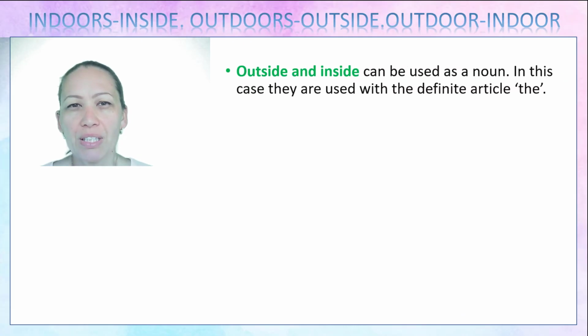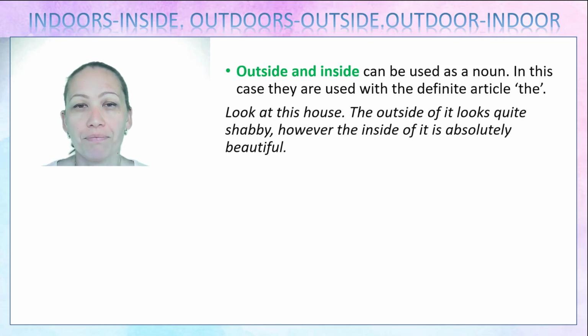The other difference between indoors, outdoors, inside, and outside is that outside and inside can be used as a noun. So in this case, they are used with a definite article, the. For example, look at this house. The outside of it looks quite shabby. However, the inside of it is absolutely beautiful.